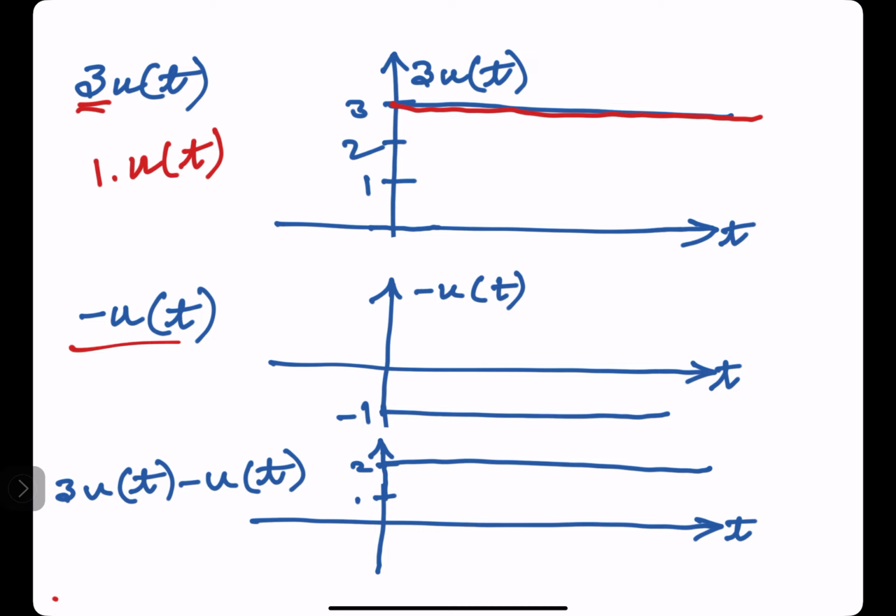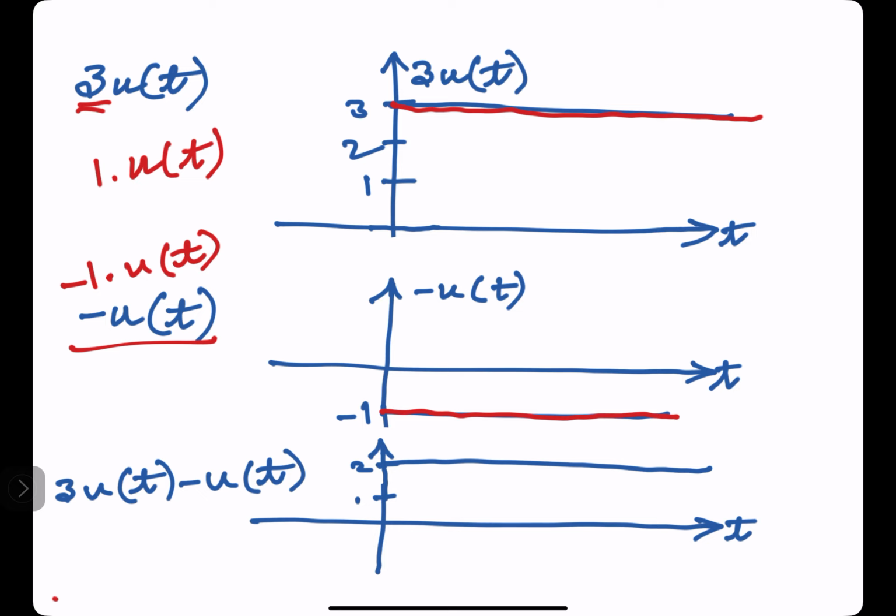The next example is minus u of t. If I say minus u of t, it means minus 1 into u of t. You should always understand that there is a difference between u of minus t and minus u of t. U of minus t is time reversal. Minus 1 into u of t is just amplitude scaling by minus 1. So 1 into minus 1 will give us minus 1. So minus 1 into u of t is the given signal.